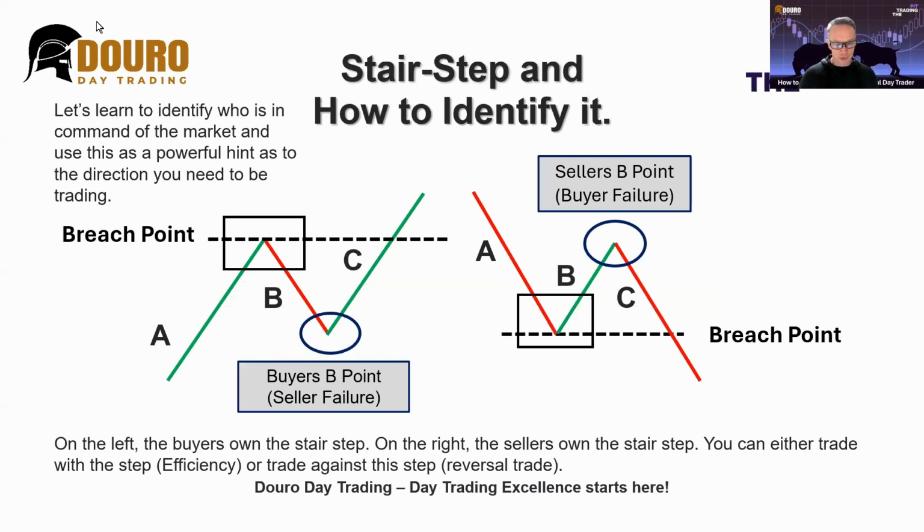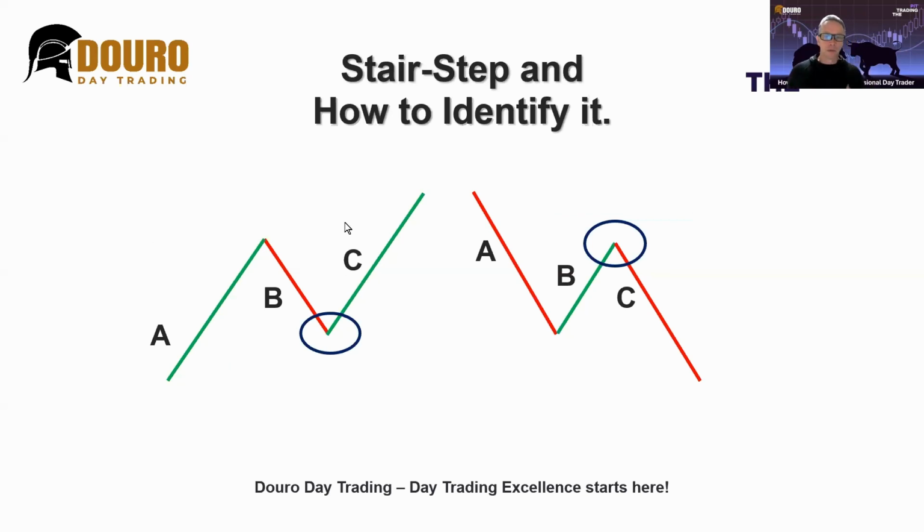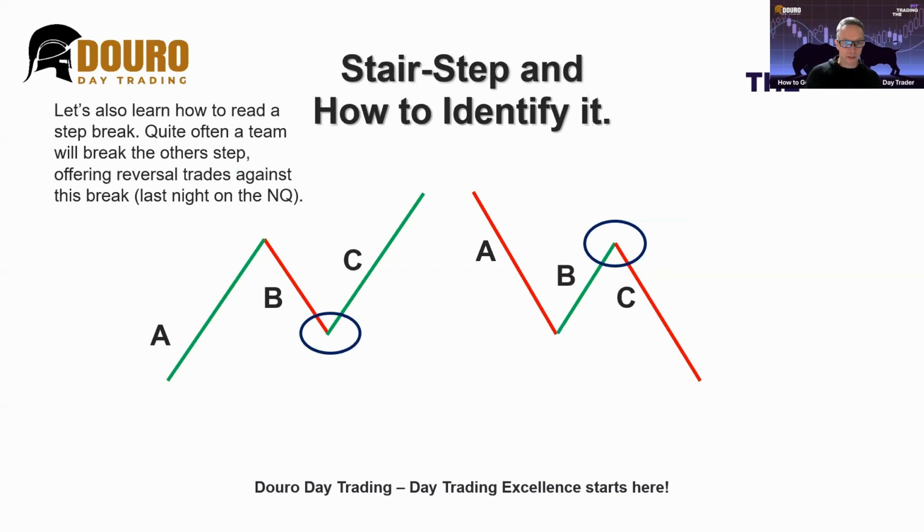Now, you can either trade with the stair step, which we call an efficiency trade, or you identify the really strong candle and you trade with the step, guys, or you can trade against the step, otherwise known as a reversal trade, which we're starting to get into. I want to build, guys, a little bit more on this ABC concept, and I also want to teach you tonight how to actually read a step break.